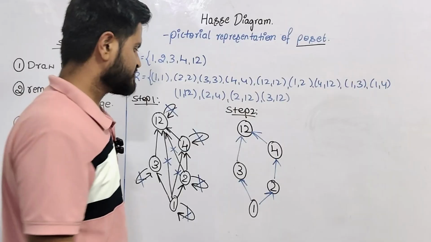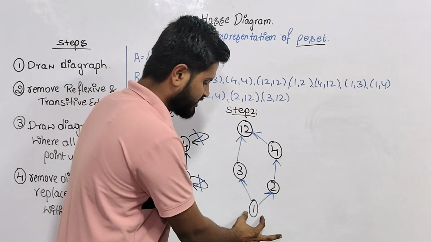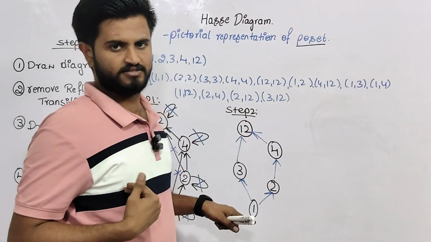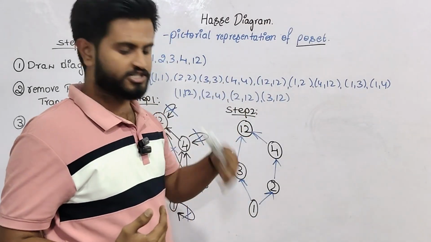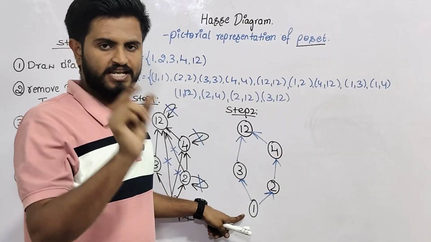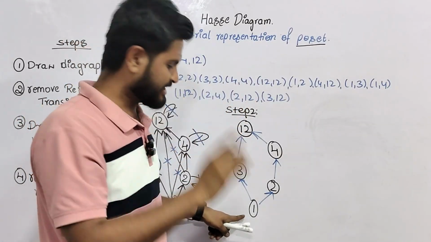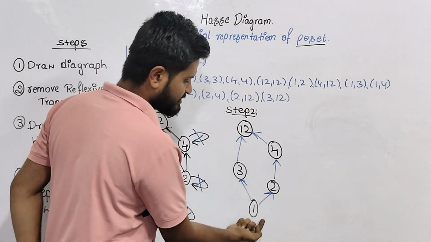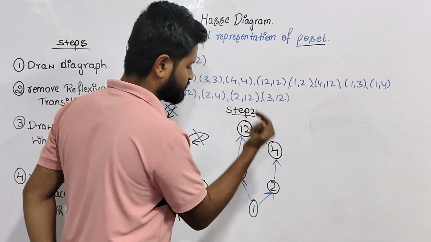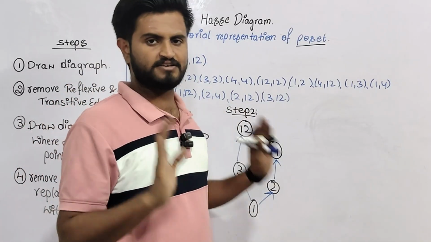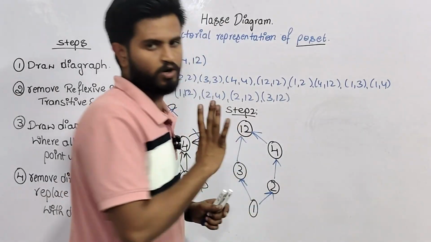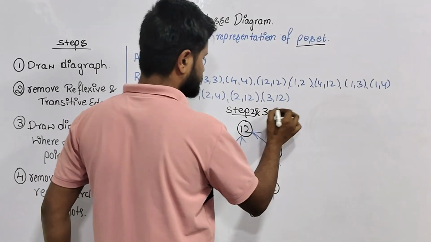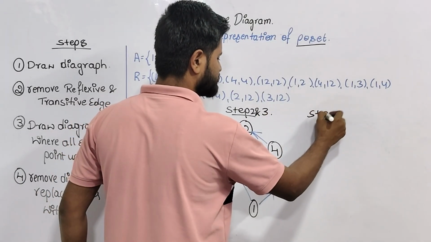So how to decide means, if you see here, why I wrote 1 at the bottom means, here 1 is not having any incoming edge. If there is an incoming edge, you must not write at the bottom. Whichever element is not having an incoming edge, that must be written downside. If you see here, 3 is having an incoming edge, 2 is having an incoming edge, 4 is also having, and 12 is also having. But 1 is not having an incoming edge. So it is written at the bottom itself. So now here only the third step is solved. So let's jump into the fourth step.